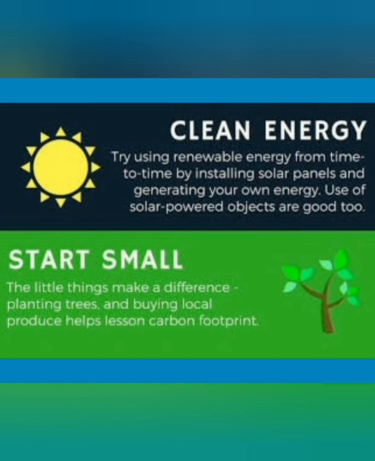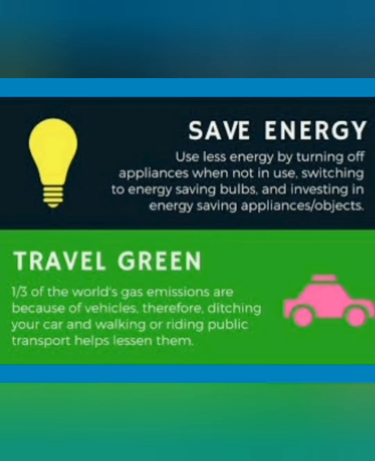Use of biochar stoves for cooking. Biomass is mostly used for cooking, which also contributes significantly in the increase of greenhouse gases. To avoid it, biochar stoves should be used. Energy should be saved by using less energy and turning off appliances when not in use. Switching to energy-saving bulbs like LED and investing in energy-saving appliances or objects which consume less amount of energy.